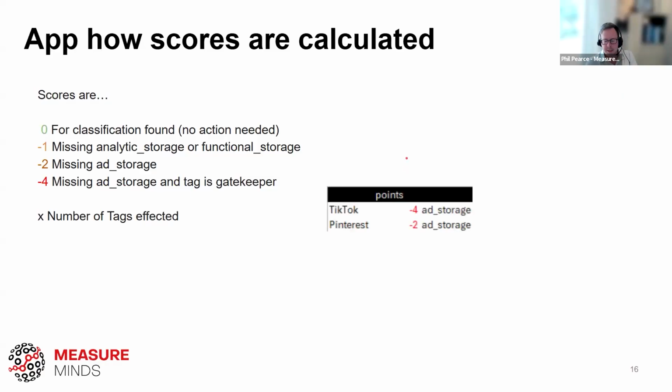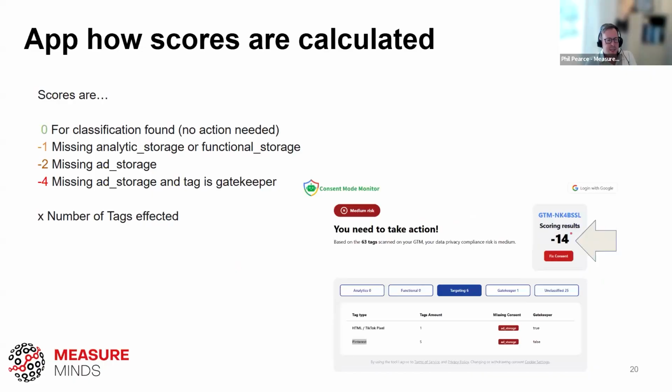So here's an example, going back to that example from Zara. They actually had Pinterest here, which is -2, and then TikTok, which is -4, but they actually had one TikTok tag and 5 Pinterest tags. So the total negative score they get is 1 times -4 and 5 times -2. So they get -14 total. So that's how you get to that -14 number. It's the sum of how bad they are times the volume.